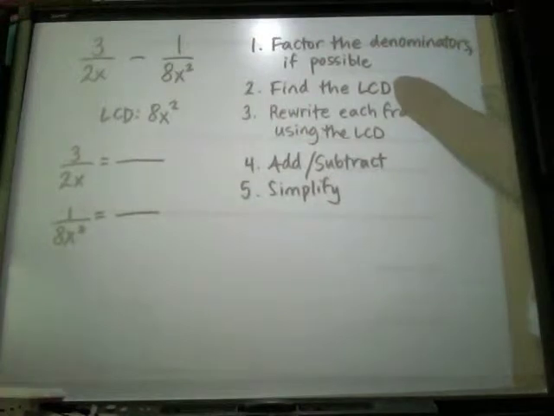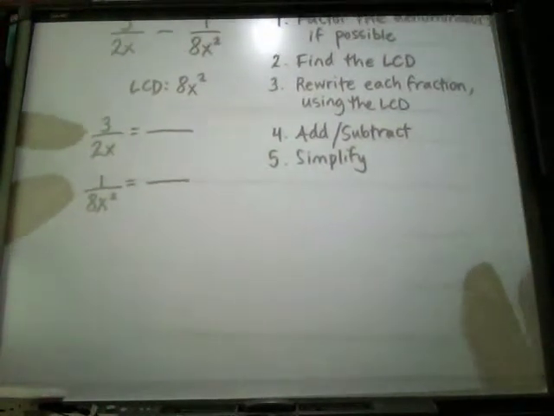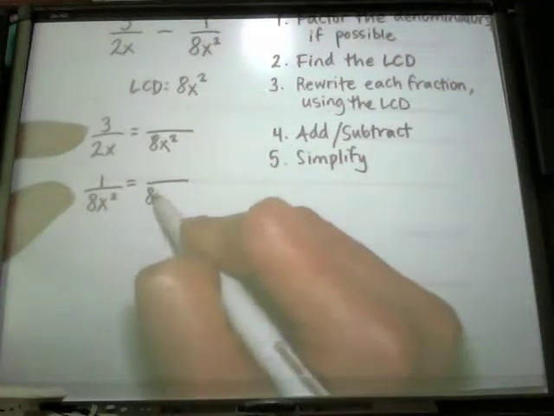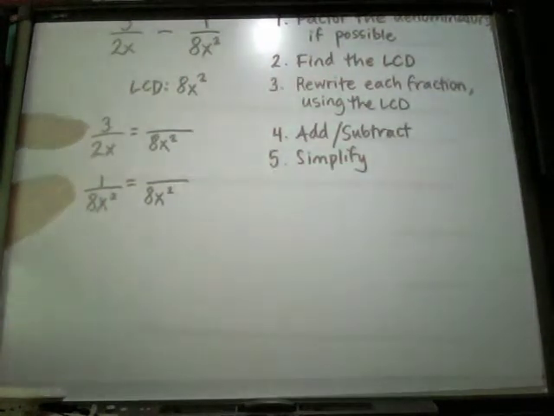So that's step 2. Step 3, here's what I've started down here. We need to rewrite each fraction using the LCD that we found. So I have to make equivalent fractions, turning them into a form that has the same denominator.